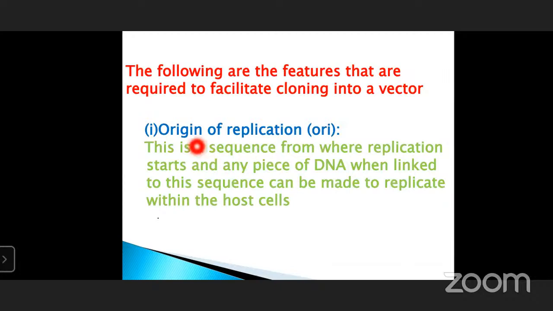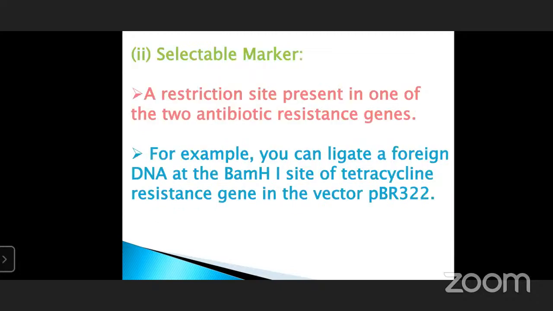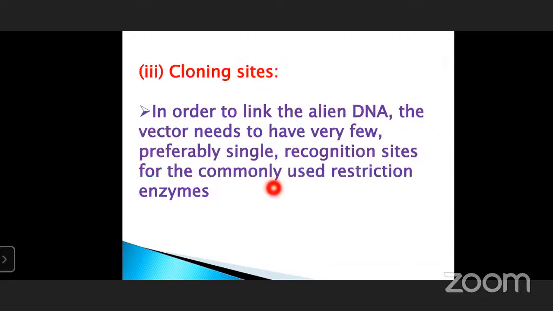The first feature is the ori, origin of replication. The second feature is selectable marker genes: the tetracycline resistant region as well as the ampicillin resistant gene. Antibiotic resistant regions are considered selectable marker regions. Next, the cloning site, which is also specific for the plasmid.